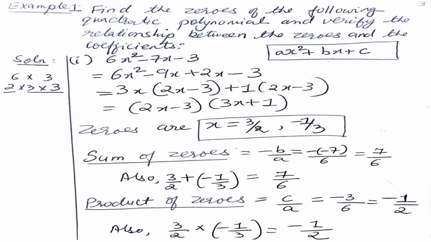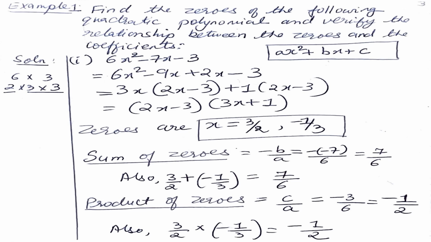To get a clear picture of the relationship between the zeros and coefficients of a polynomial, let us take some examples. The first one, find the zeros of the following quadratic polynomials and verify the relationship between the zeros and the coefficients. A quadratic polynomial means it is of the form ax square plus bx plus c. In the first example, 6x square minus 7x minus 3. First of all, you factorize the polynomial, which will give you (2x minus 3) into (3x plus 1). That means when you equate it to 0, the value of x will be 3 by 2 or minus 1 by 3. It has two roots which are 3 by 2 or minus 1 by 3.